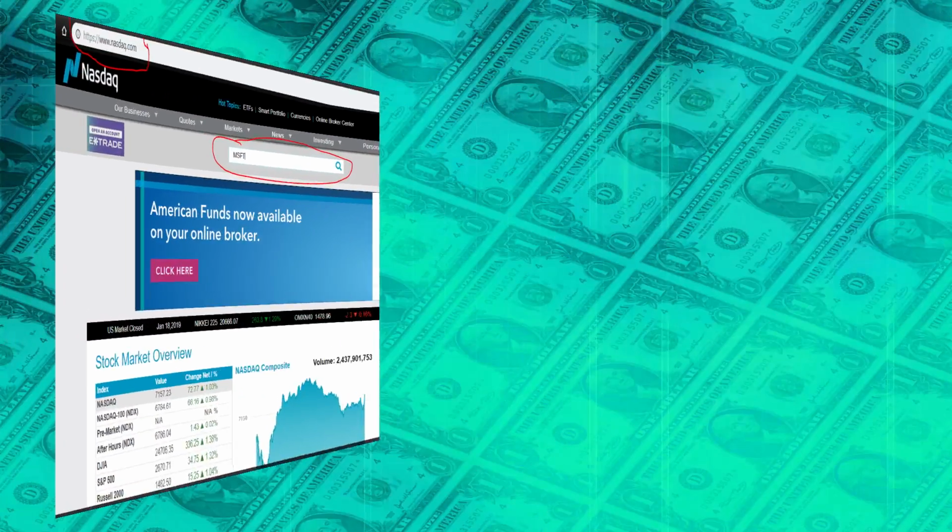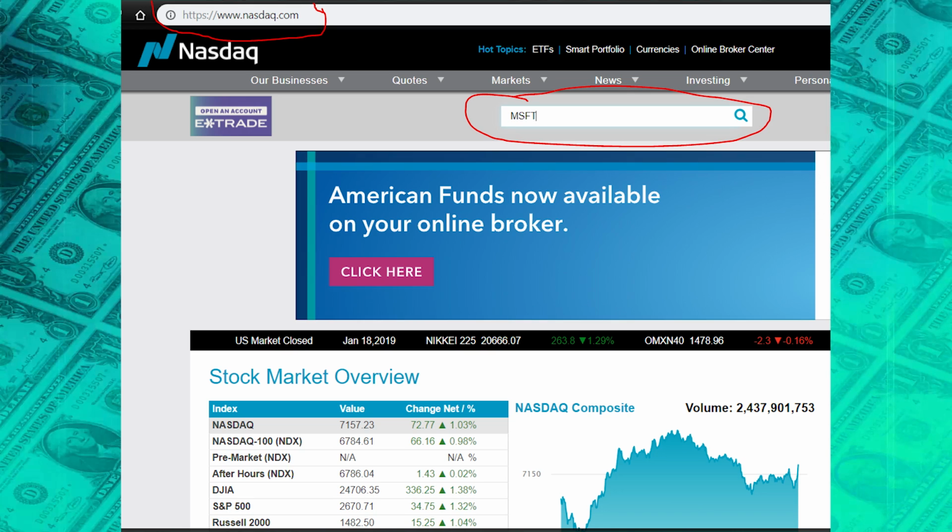Now, you can, of course, just go to a company's investor relations page and you can get this information and even more information, but I'll just give you a quick website that you can use that is usually pretty accurate for a lot of this. And you can just go to nasdaq.com, and then in the search bar, just type in the ticker symbol, which in this case is MSFT, and then hit enter.